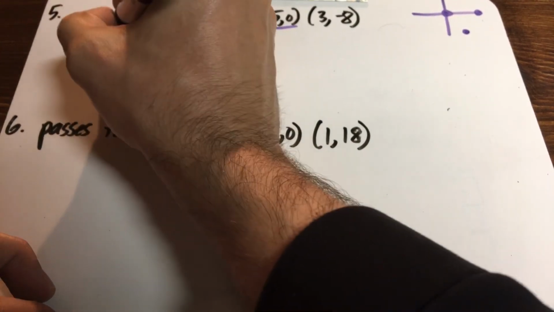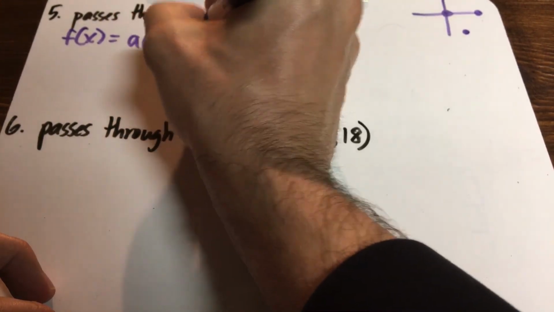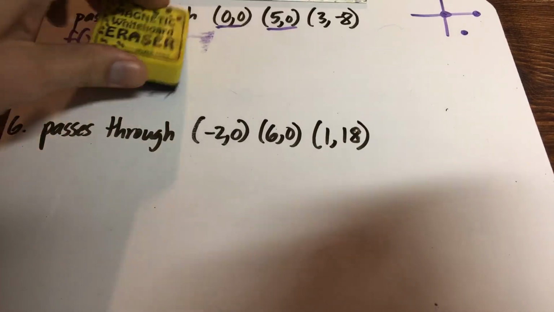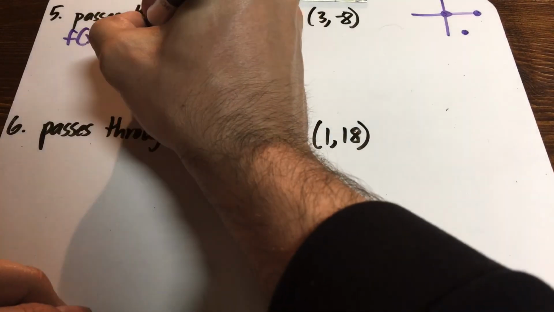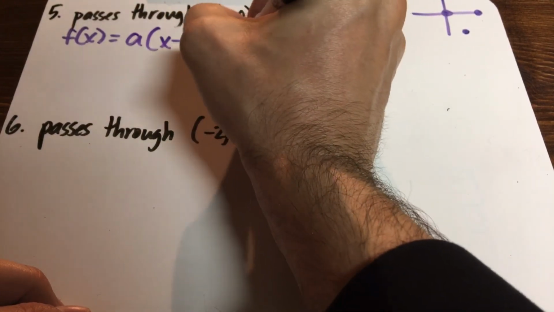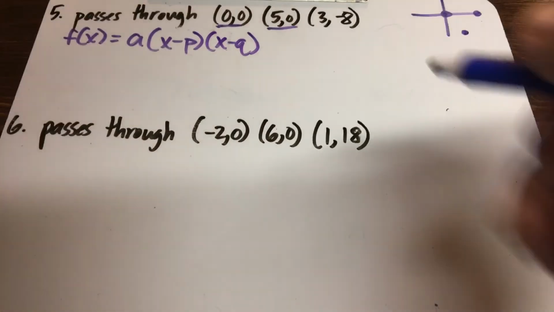Here's my intercept form. A, parentheses, x minus h squared. That is the wrong one. Let me erase that. Sorry about that. It's this one. A, parentheses, x minus p times x minus q. Okay, I finally wrote down the right formula this time.